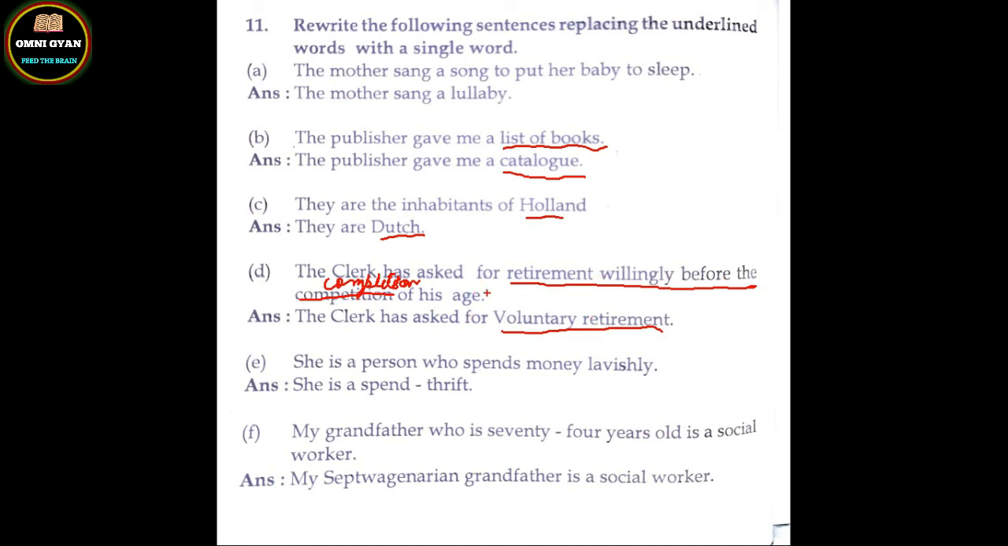So before completing his age, say the retirement age is 60 years, before 60 years he wished to get retired. That is called a voluntary retirement. You are retiring at your own will. You wish to get retired before your retirement age. That is called a voluntary retirement. It is not a normal retirement. Advanced retirement.